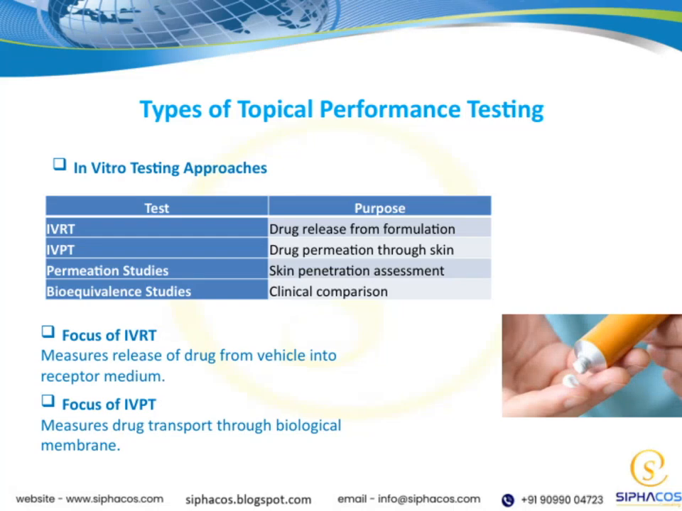Let's take a closer look at the focus of two key in vitro tests. IVRT, or in vitro release testing, measures how the drug is released from its vehicle into a receptor medium. On the other hand, IVPT, or in vitro permeation testing, looks at how the drug moves through a biological membrane, like skin. These tests are part of a broader set of topical performance studies, each designed to assess different aspects, from drug release to skin penetration to clinical bioequivalence. They're essential tools for understanding how topical formulations perform.